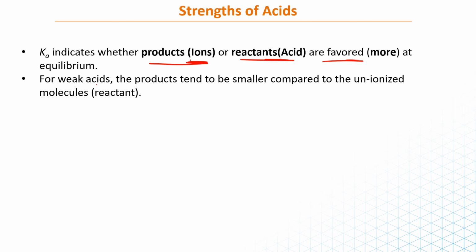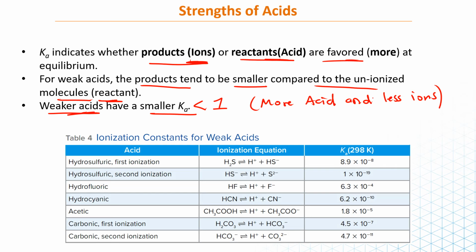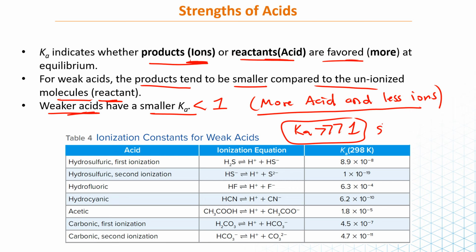So for weak acids the products tend to be smaller compared to the unionized molecules, which are the reactants, and weaker acids have a smaller Ka, less than 1. So you have more acid and less ions. Okay? If the Ka is way more than 1, then actually you have a strong acid.